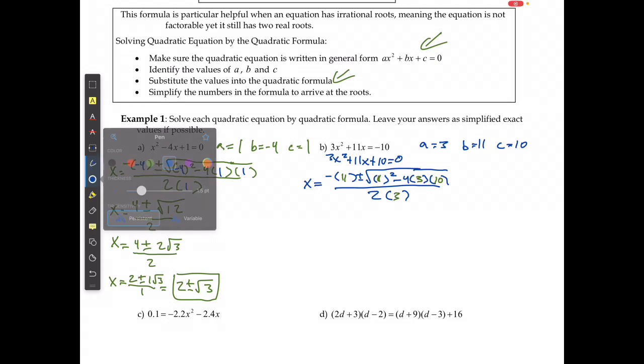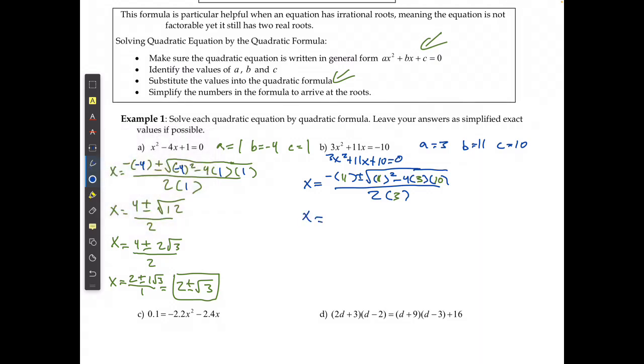This is going to give me, when I simplify the top left, negative 11. When I simplify the radicand, it's going to just give me 1. And on the bottom I have 6. Well, the nice thing here is that 1 is a perfect square, so I can actually just take the square root of that. X is going to equal negative 11 plus or minus 1 over 6.